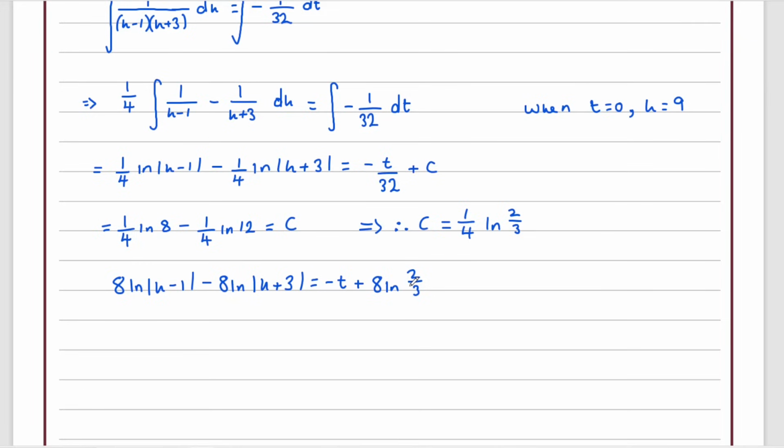So what I want to do now is write this as a single logarithm. So to do that, I'm going to subtract this here off both sides. Okay. So I get that minus t is equal to, so I'd have 8 ln (h minus 1) minus 8 ln (h plus 3). And then we'd be subtracting this as well. Now, before I subtract this, let me write this as 8 ln, then we'd have, let me do it in a bracket here, I'll leave a bit of room just so I can include it in a moment, (h minus 1) over (h plus 3).